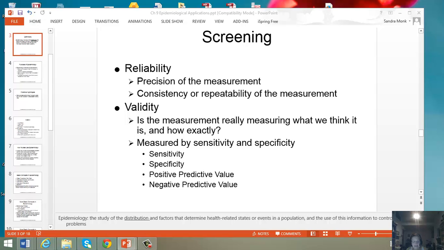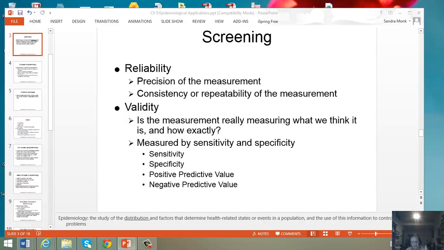For screening, we look at reliability, so we have to consider the precision of the measurement. Do we have an instrument? How precise is that measurement instrument? It may be a questionnaire. It may be some type of test that is medically advised or medically evaluated. We look at the measurement's consistency and repeatability. Can I get the same type of measurement and the same type of response among a similar population? The validity is: is the measurement really measuring what we think it is, and how exactly.